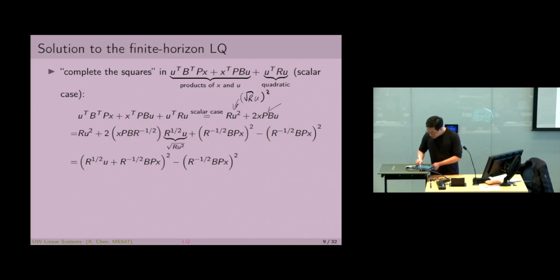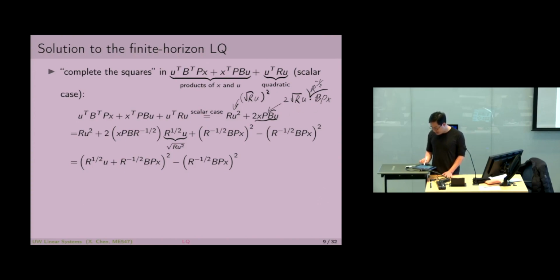And then over here we have 2 times the square root of r times u times PBx, or BPx. I want to write it slightly differently. In the scalar case they are equal, but for consistency, I can write it this way. So this term is equal to 2 times square root of r times u times PBx, and then I need another square root of r inverse, or simply I need r to the power of -1/2 to make it equal.